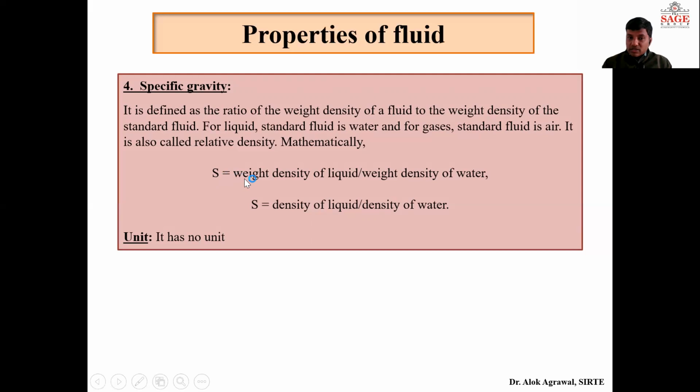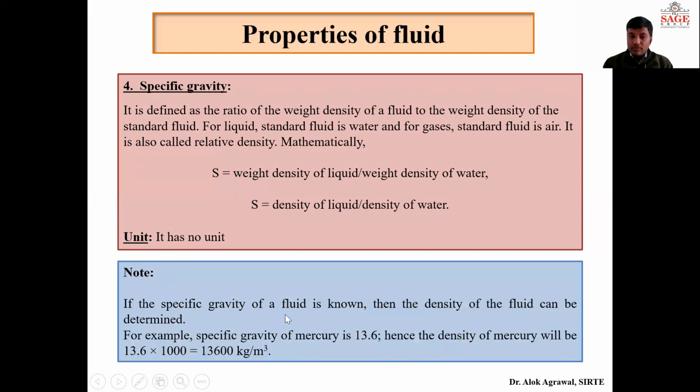Suppose we write S is equal to weight density of liquid divided by weight density of water. Okay, so weight density formula is rho into g of any liquid, density of any liquid multiplied by gravitational acceleration. Again, weight density of water will be density of water into gravitational acceleration. Then g and g will be cancelled out from numerator and denominator, and we get specific gravity is density of fluid upon density of water. That's why we call it relative density as well, and it has no unit.